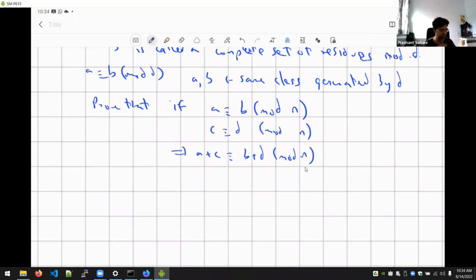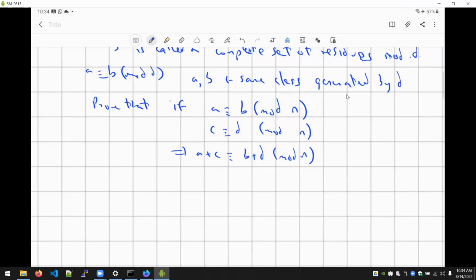Yes, Anushka. So shall I tell my approach? Yeah, sure. Go ahead. Yes, sir. So we can represent A as n times Q plus B, and C as n times P plus D. Then when we add A and C, A plus C will become n times (P plus Q) plus B plus D. So n times (P plus Q) we can just ignore, and B plus D will be the remainder. So A plus C will be congruent to B plus D modulo n.